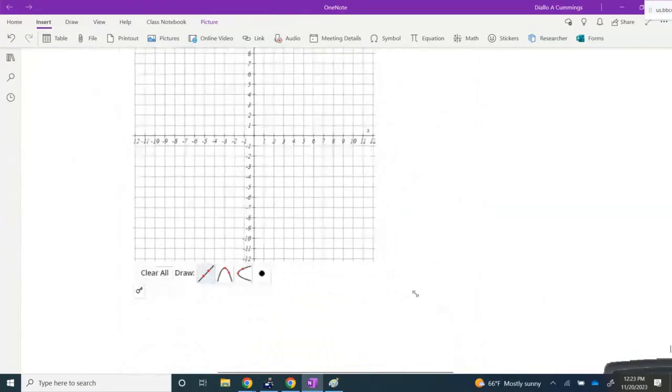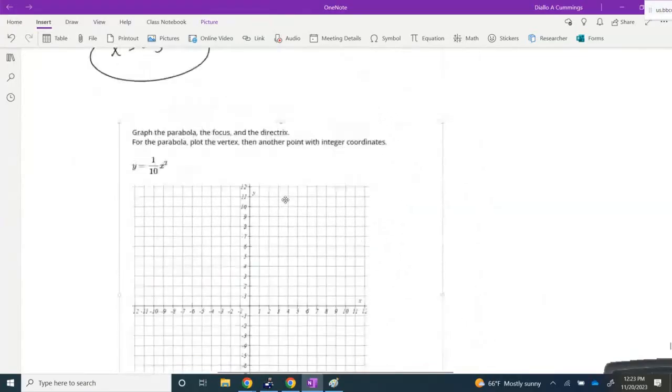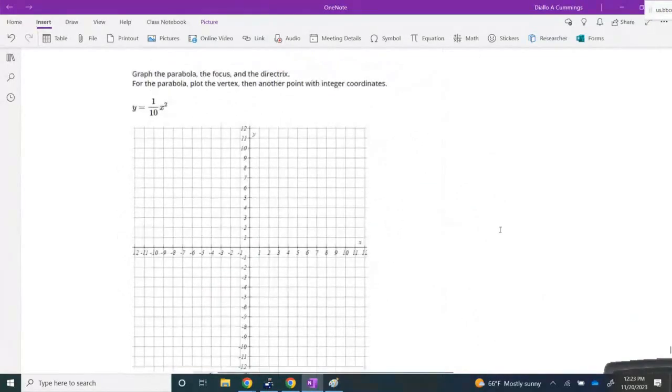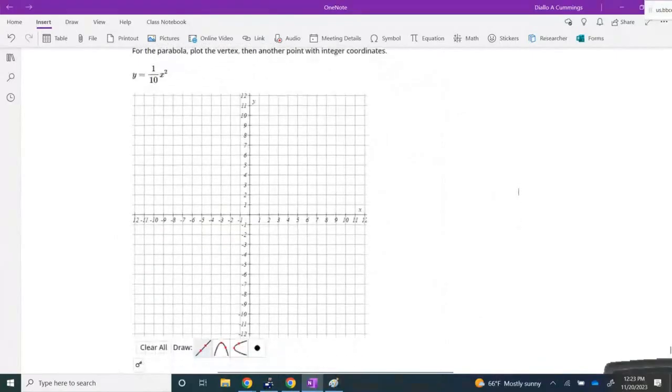All right, so y is equal to, I think this should be good. y is equal to 1/10 x squared, and we're asked to graph. So the first thing I'm going to do is put it in standard form because we've got to find the focus. Then we've got to do an x and y chart to find some coordinates. But putting it in standard form is going to allow us to plot the focus and the directrix.